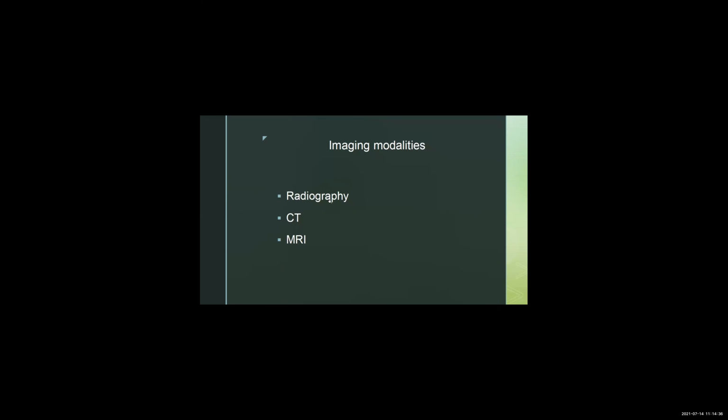So there are multiple methods of imaging the spine, but probably the three most common types that neurosurgery refers us to are these three. Radiography is another word for X-rays, CT, and MRI. There are other types, but given the wide audience that we have, I'll keep it simple.